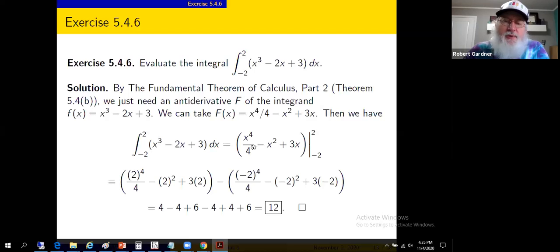So anyhow, plug the 2 in, plug the -2 in. Be careful with parentheses because you're taking a difference here. It'd be easy to lose negative signs. Do the arithmetic, and the value is 12.